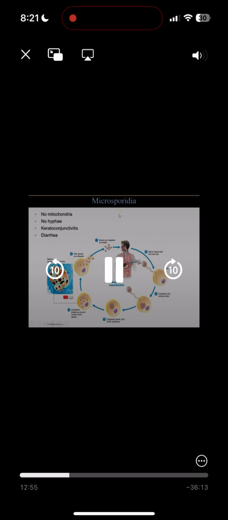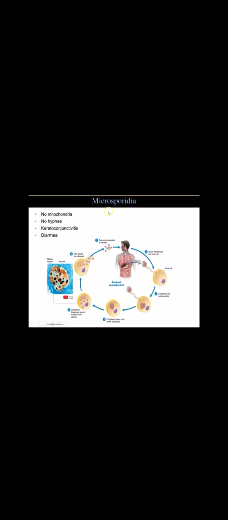The next phylum is called Microsporidia. Microsporidia is unique as a phylum because the members in this group do not have mitochondria. They don't have hyphae either, and they cause diarrhea infection and also keratoconjunctivitis. You know, the conjunctiva is the inner lining of the eyelid covering the surface of the eyes. So this is one of the newer, I should say, recently emerging fungal diseases that is causing these two conditions in people.